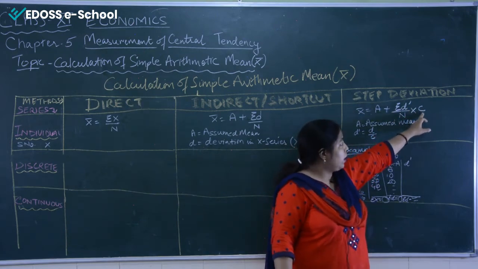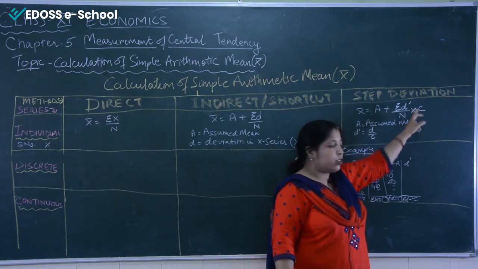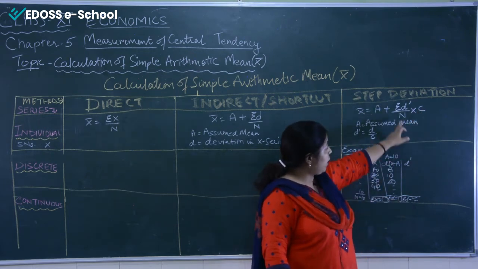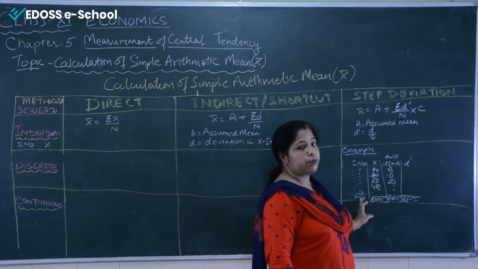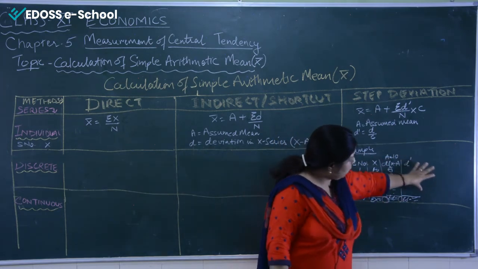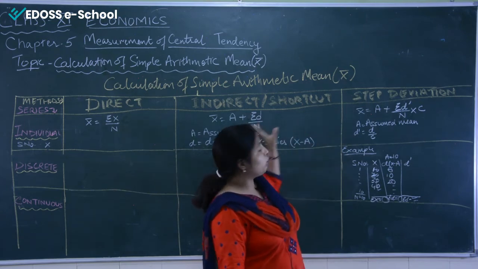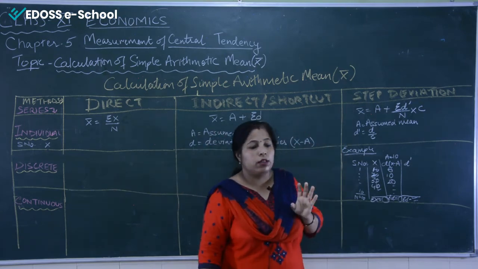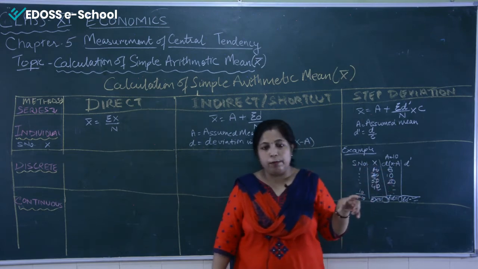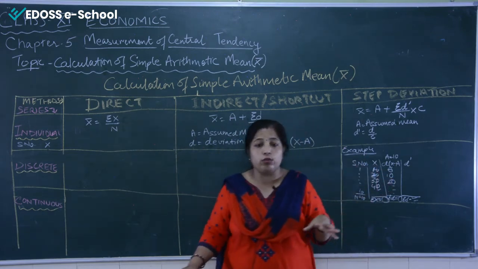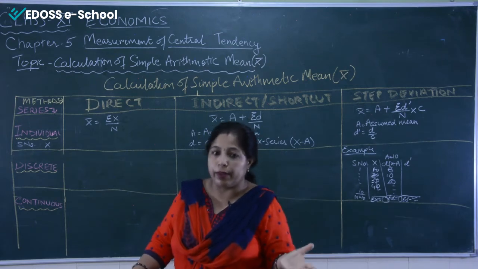So C is here. C will be 10, which we have taken as the common factor, upon N. N is the 10, the number of items. So this table will be created to solve mean through any of the methods. I hope you have understood this simple concept. Next time we are going to take the exact values of data X and solve the numerical.